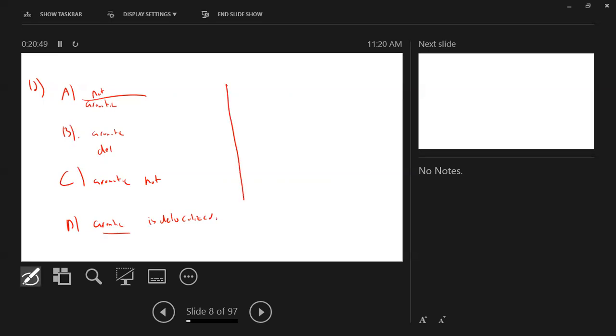We can also do 13 on the same slide. It says, indicate whether or not each of the structures is aromatic. So we have structures A and B. Okay. So structure A is not, and this is.